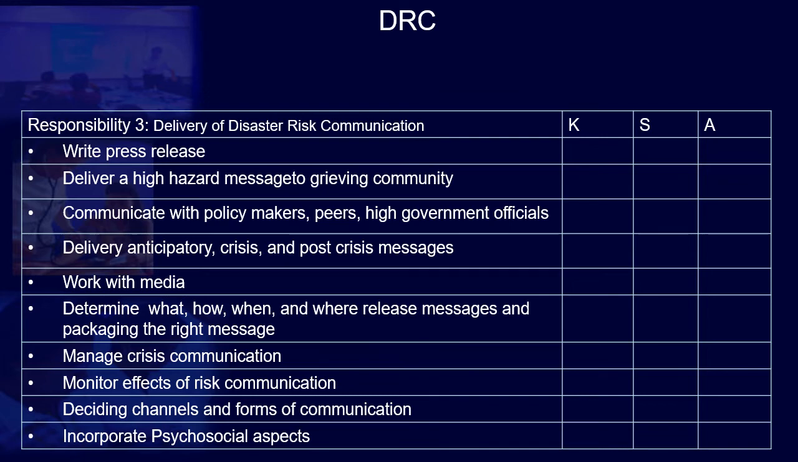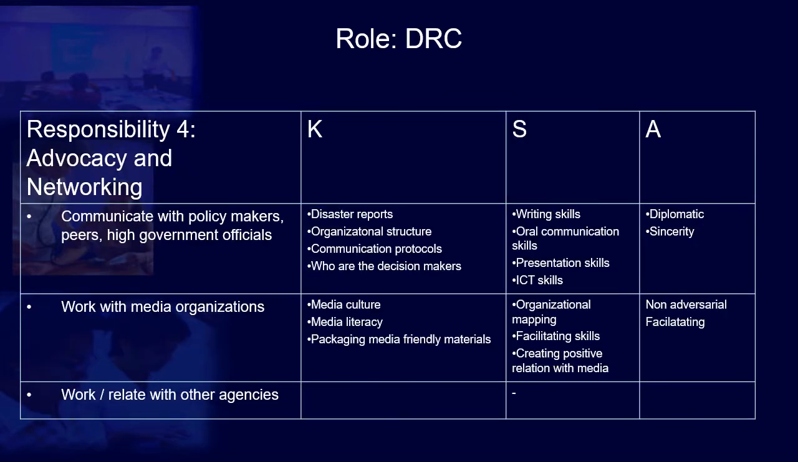In this example, I have broken down responsibility 4, advocacy and networking, into 2-3 tasks. This time I added a list of knowledge, skills, and attitudes that will be needed to successfully perform the tasks for responsibility 4.